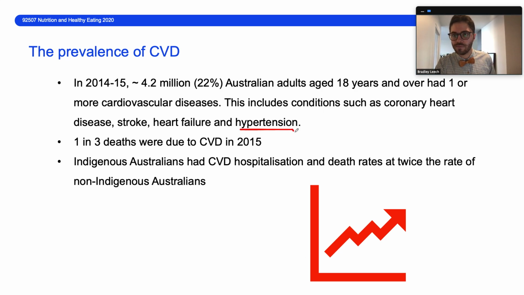Hypertension right here. Okay, 1 in 3 deaths were due to cardiovascular disease in 2015. Now, unfortunately, Indigenous Australians had cardiovascular disease hospitalization and death rates at twice the rate of non-Indigenous Australians. So Indigenous Australians could be categorised as a potential subgroup of our community which is at increased risk of cardiovascular disease.